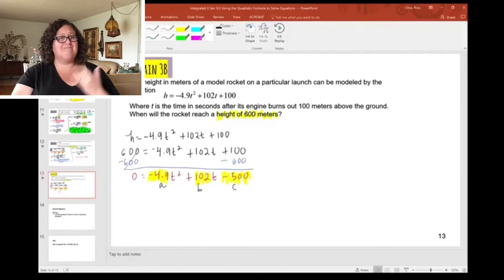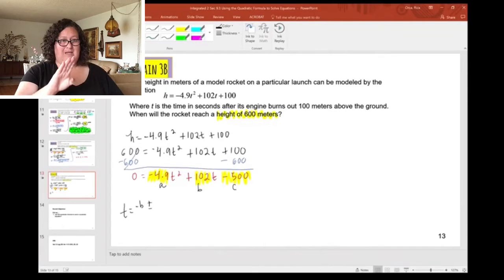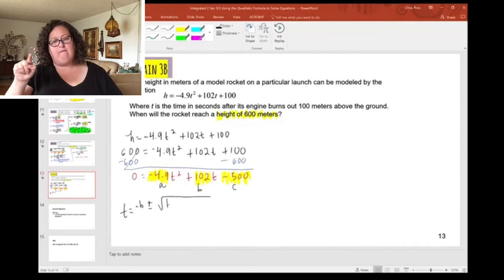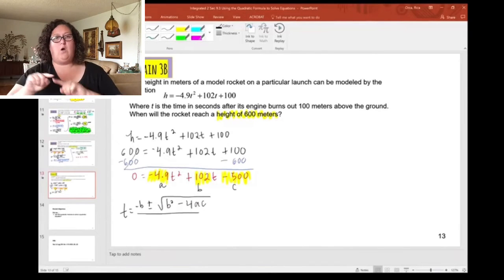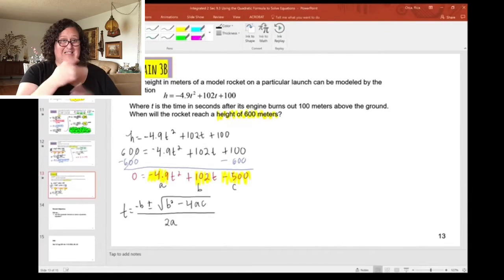Now that we have our values, let's plug them into our quadratic formula, which is t equals negative b plus or minus the square root of b squared minus 4ac, all over 2a. Notice how I used t instead of x. That's because our variable is t.